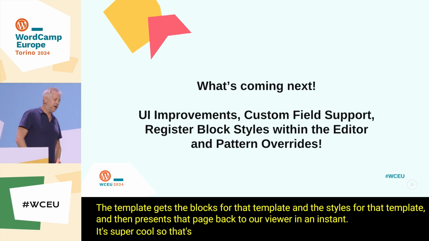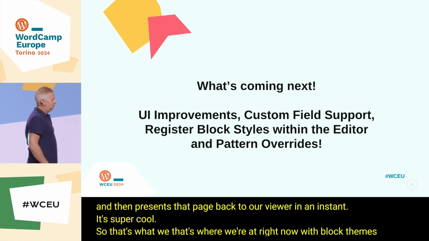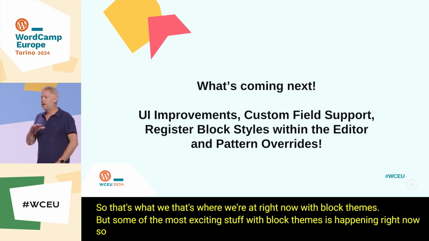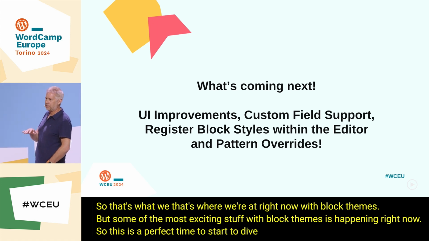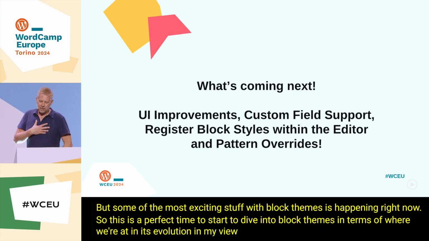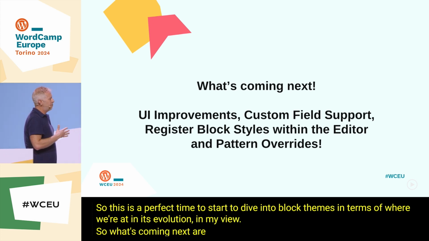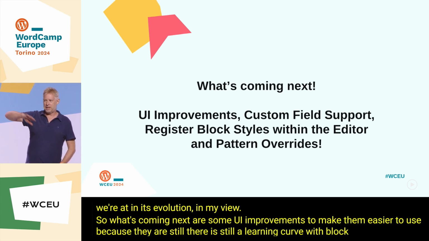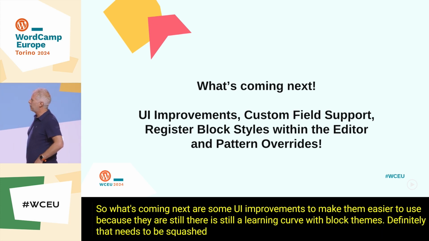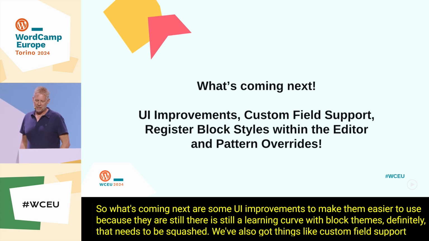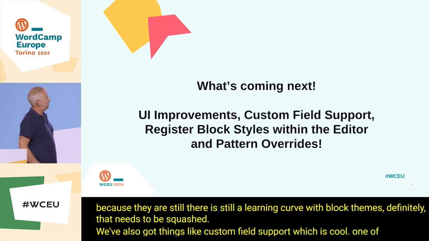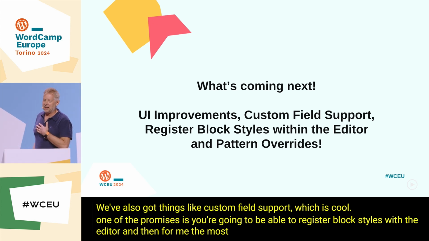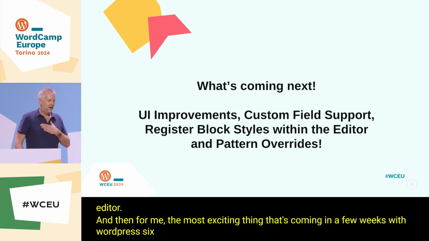So that's where we're at right now with block themes. But some of the most exciting stuff with block themes is happening right now. So this is a perfect time to start to dive into block themes in terms of where we're at in its evolution, in my view. So what's coming next are some UI improvements to make them easier to use, because there is still a learning curve with block themes. Definitely that needs to be squashed. We've also got things like custom field support, which is cool. One of the promises is you're going to be able to register block styles with the editor. And then for me, the most exciting thing that's coming in a few weeks with WordPress 6.6 are pattern overrides.